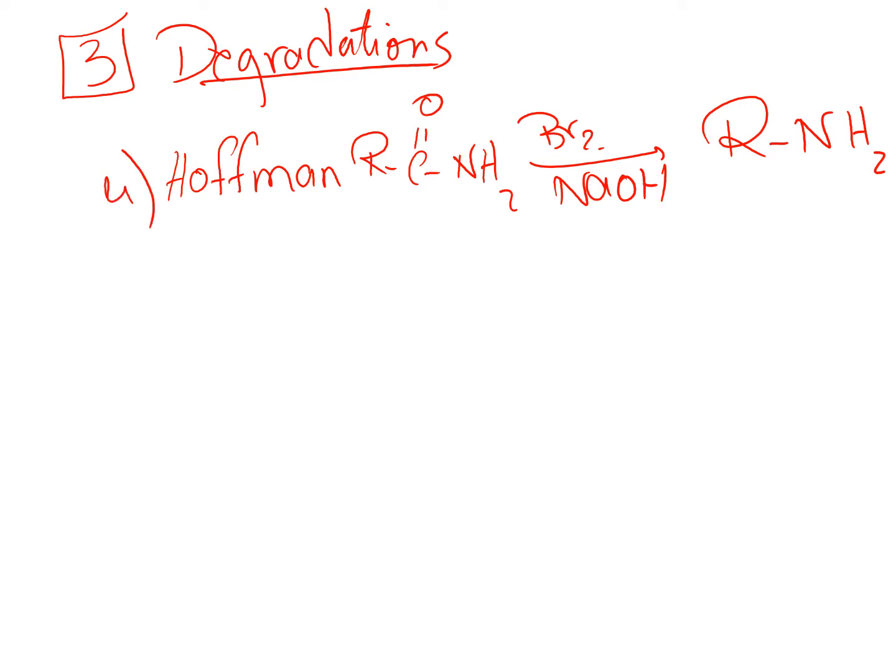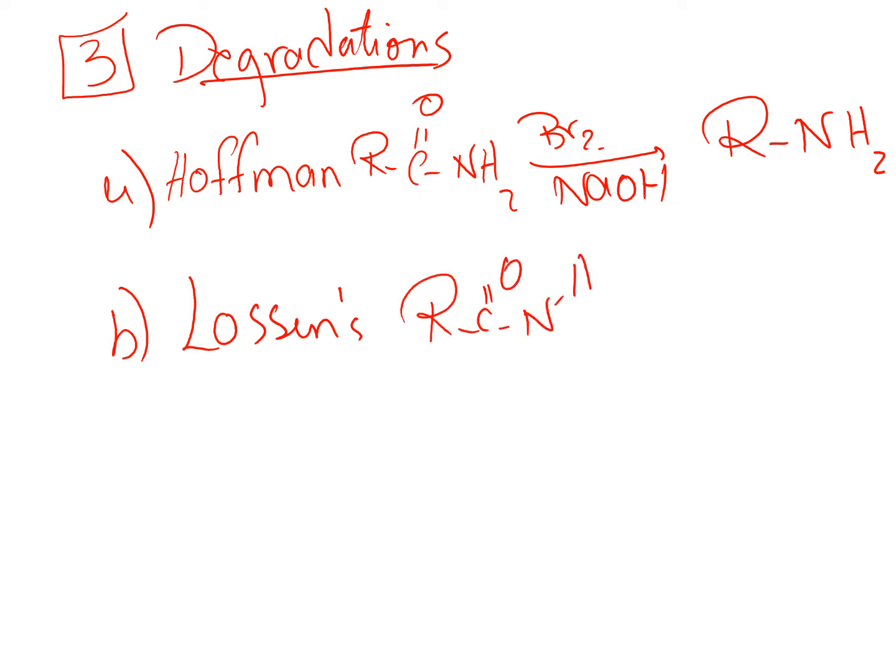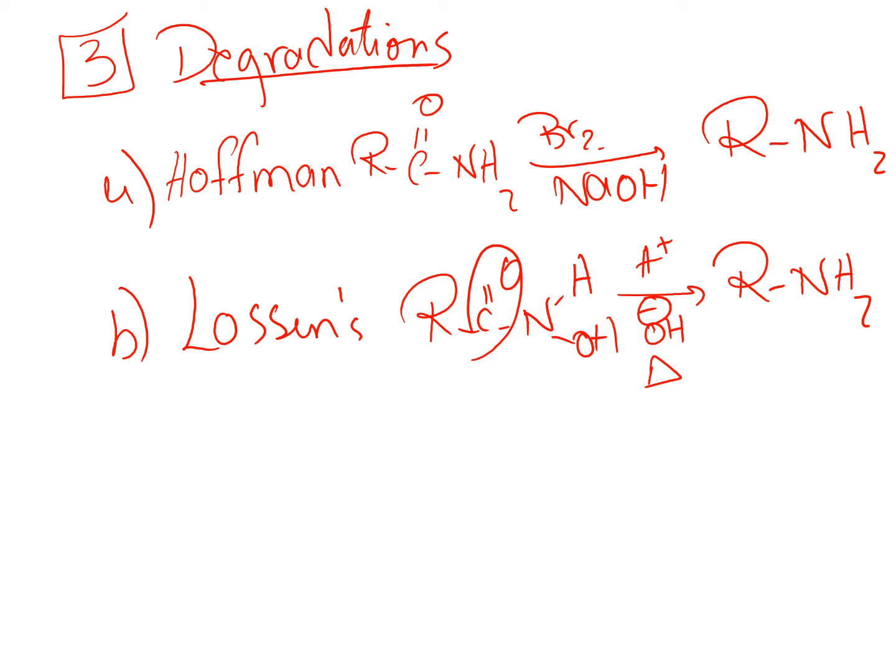The second one was Lossen, where we actually used the hydroxamic acid, where one of the hydrogens on the nitrogen was replaced by a hydroxy group, and whether you use an acid medium or an alkaline medium, together with heating, you will end up with the primary amine, where you remove the C double bond O and the OH on the nitrogen.